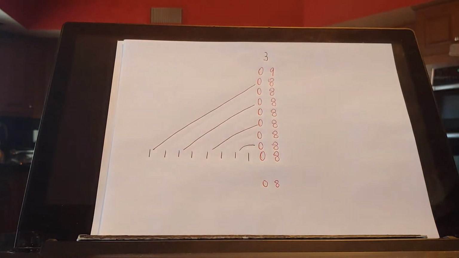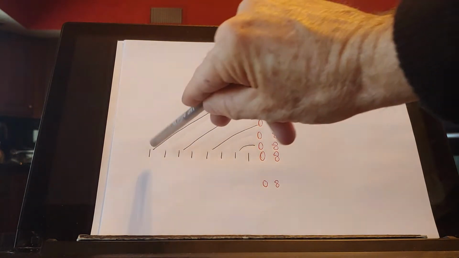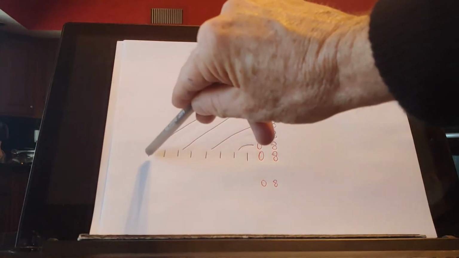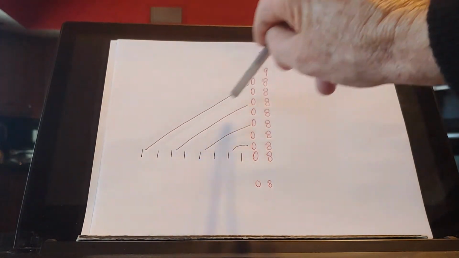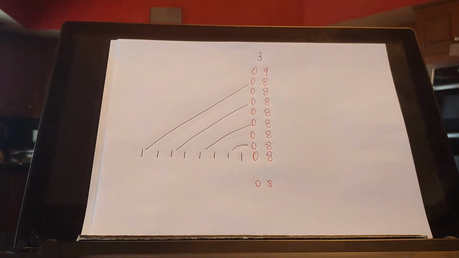And 3, it follows the same thing. We already know how to do 3, but just quickly look at it. 3 squared is 9, then it goes 1089, then it goes 110889, then it goes 1110889, etc.